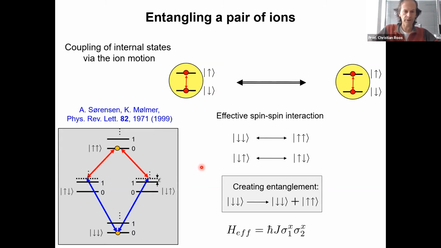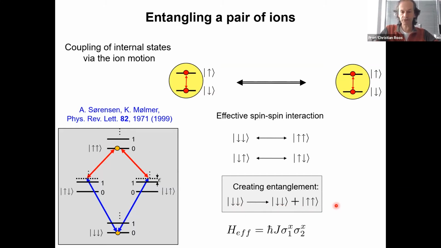And so if this is a coherent process, then it means that we can now couple these 2 levels. If the coupling is not too strong, there's hardly any population in these intermediate states. And it means that we can carry out, for example, a pi/2 pulse in this now composite 2-level system, which creates entanglement by mapping the spin-down state to spin-down plus spin-up. So this is a way of creating a Bell state.